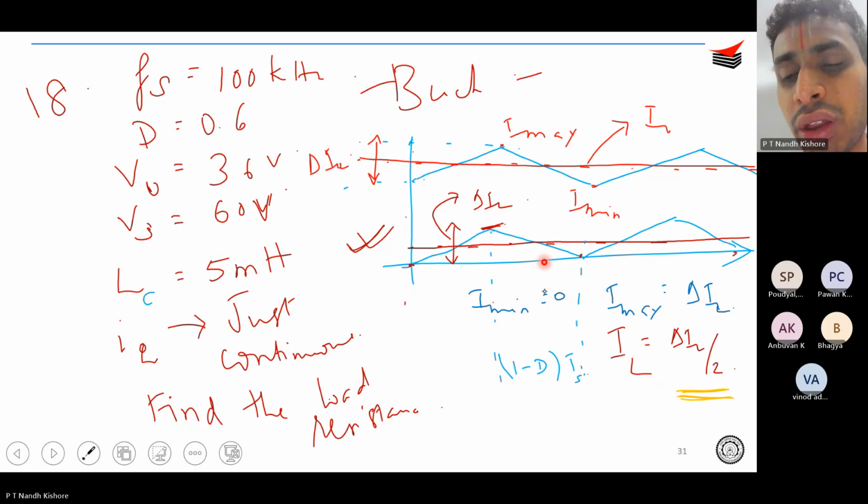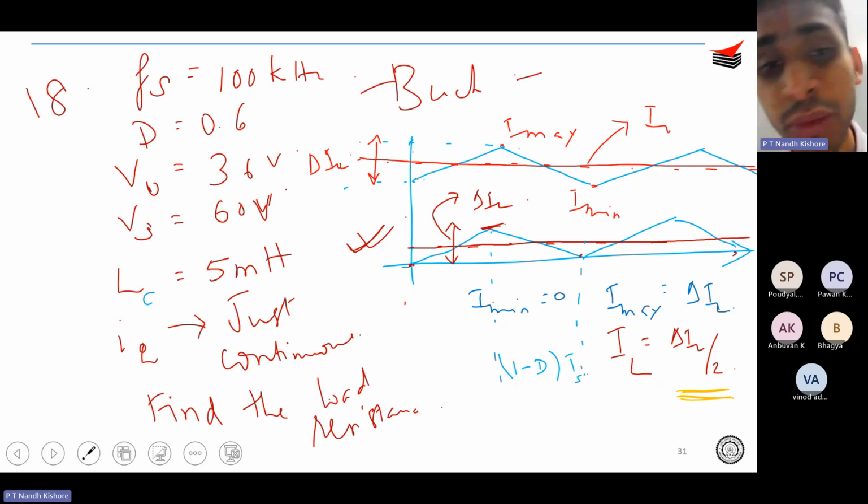Okay. So you will probably be studying more about it. It's called the discontinuous conduction mode. But over here, what is happening is they have told that the inductor current is just continuous. That is, it starts from 0, reaches an I max, and then it goes back to 0. Then again it starts from 0. Okay. So this is the question.